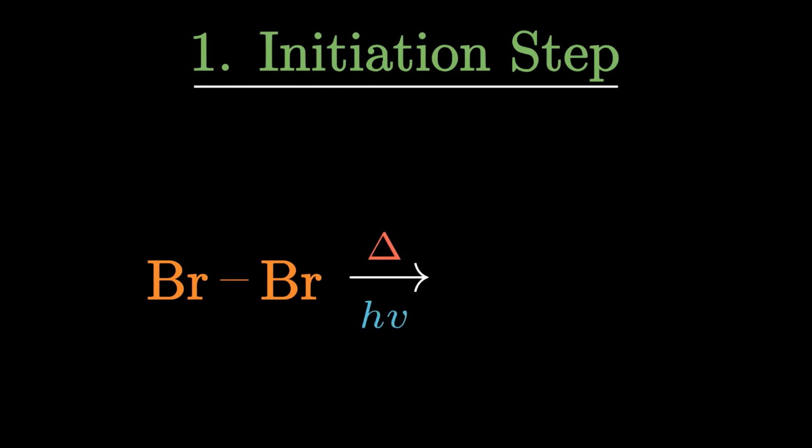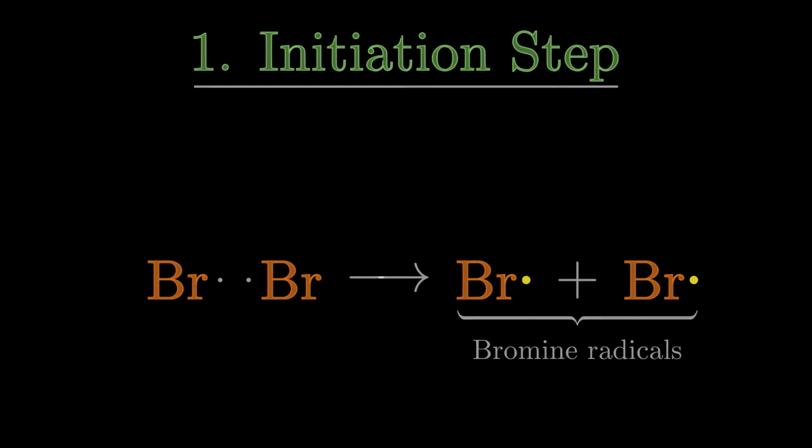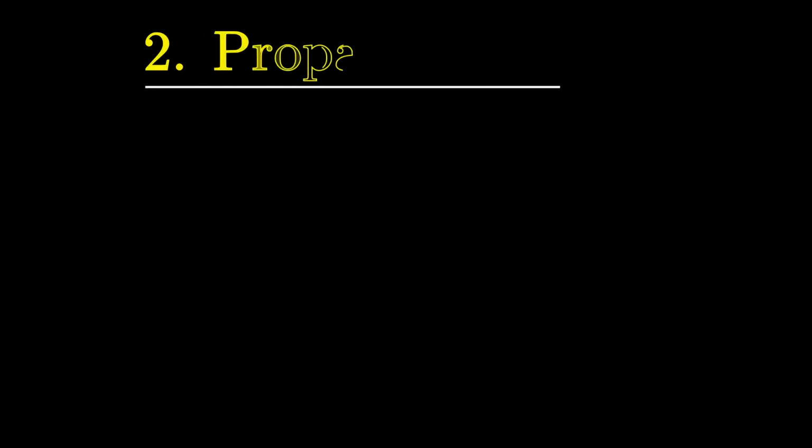During the initiation step, the bromine molecule is exposed to heat or light. The heat or light breaks the bond holding the molecule together. This produces two individual bromine atoms, each with an unpaired electron. These species are called radicals and are incredibly reactive because those electrons are looking to pair up.